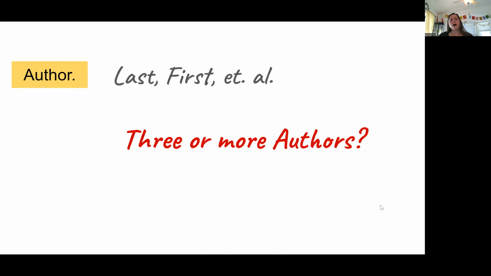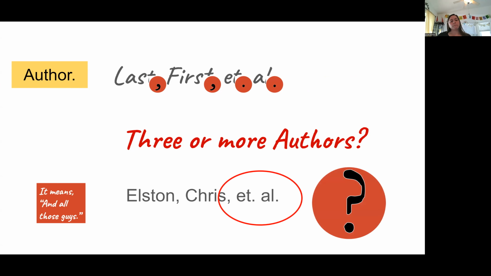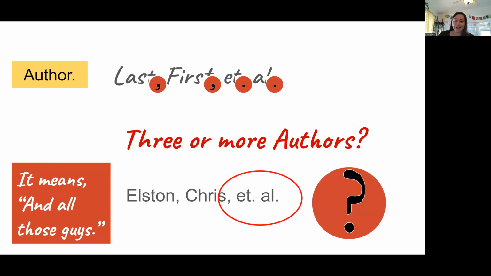What if you have three or more authors? A lot of journals include lots of authors. In that case, you list the first person listed in the article and you put it like this: last, comma, first, comma, plus et al. The et al is an abbreviation, so you put a period, and it will look something like that. What does et al mean? Well, it means "and all those guys," and it really shortens our citations.